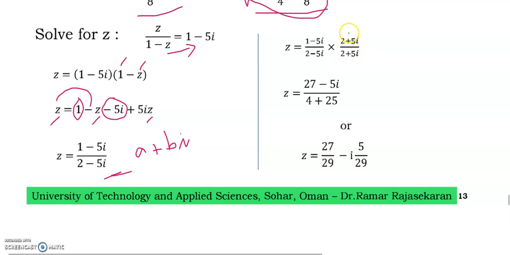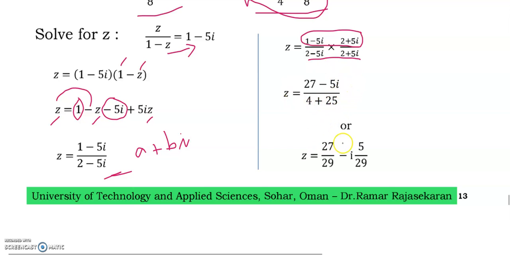So now what you do after this multiplication, you multiply these two in the numerator. Then multiply these two in the denominator, so that now in the numerator you will get 27 minus 5i, divided by, you multiply these two, you can apply the rule (a plus b)(a minus b), that is a squared minus b squared. So 4 plus 25, so you will get 29.